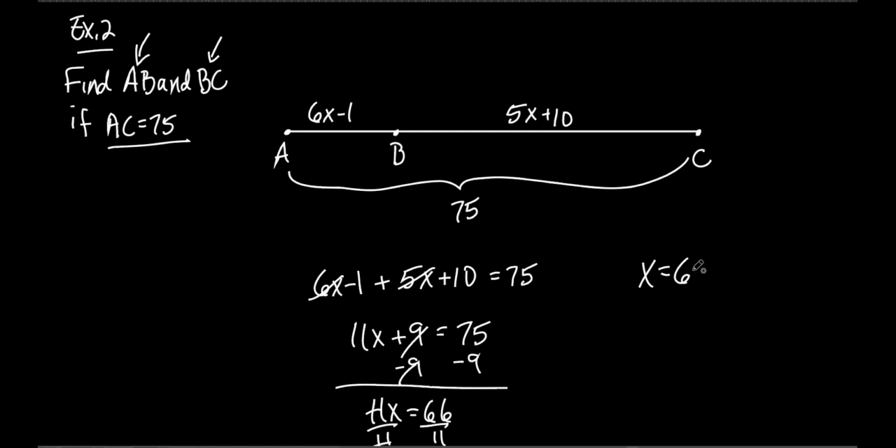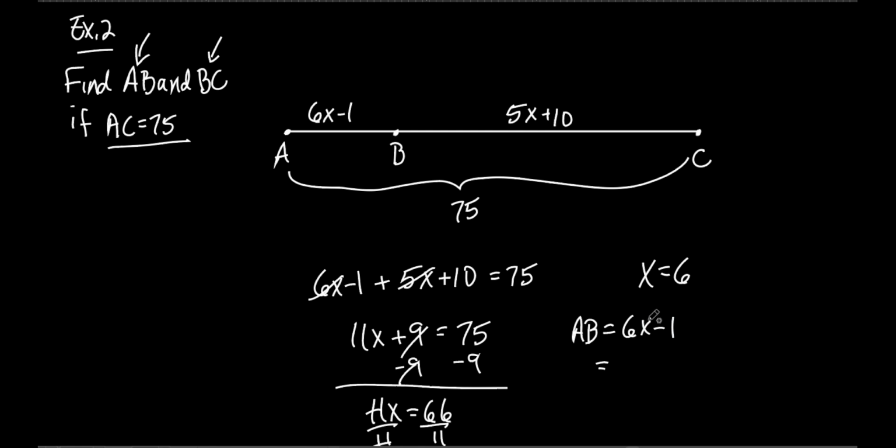Remember what we said before? What if x was 2? We plugged it in. Well, I said before, x is not going to equal 2. What does x equal? 6. So what are we going to do to find AB? So let's do this. AB equals what? 6x minus 1, okay? I'll just write it out.